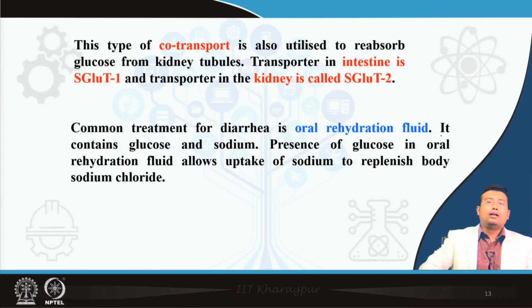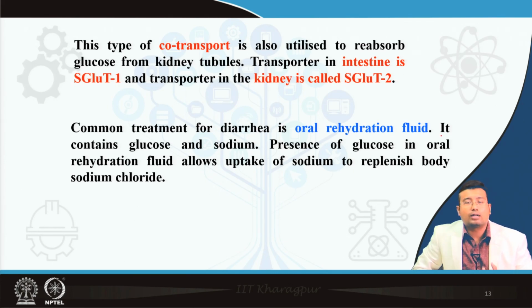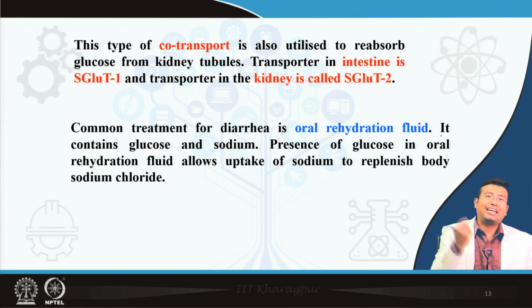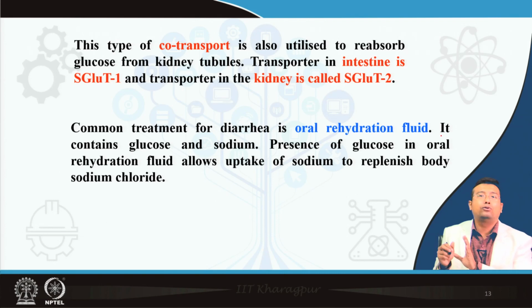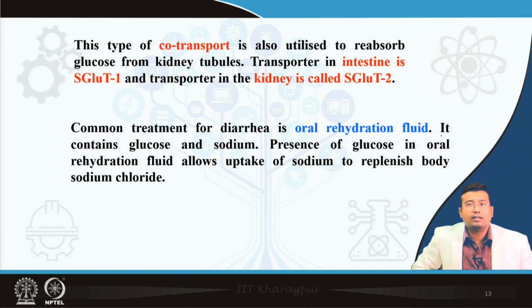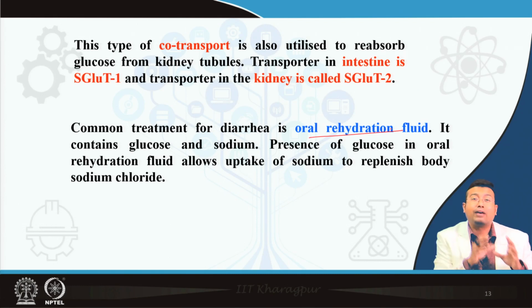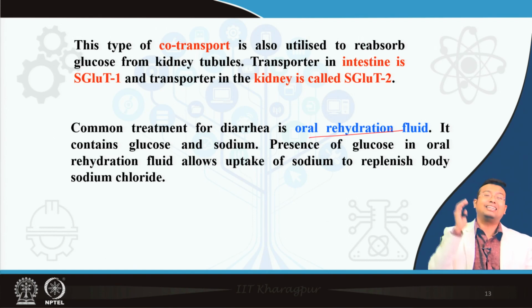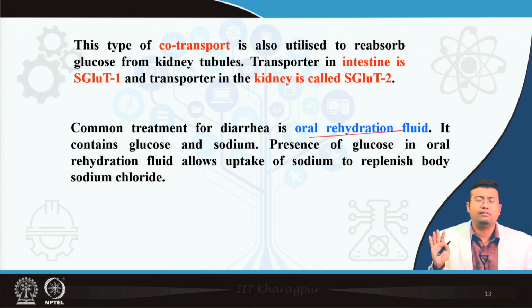Okay. Now there are two types of sodium dependent glucose transporters: type 1 is present in the intestine and type 2 is present in the kidneys. Both are important, but type 1 is more important. Why? Because type 1 has led to the discovery of oral rehydration fluid. It is one of the very few miraculous discoveries that has not been awarded a Nobel Prize. Very ironical, but it has saved countless lives.